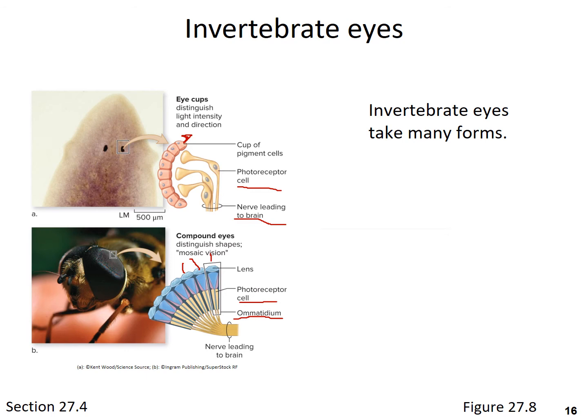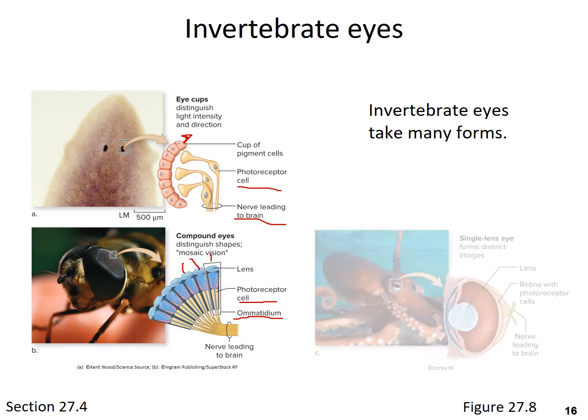And so there are some insects that have vision that's a whole lot better than ours is. Dragonflies would be a really good example of that.